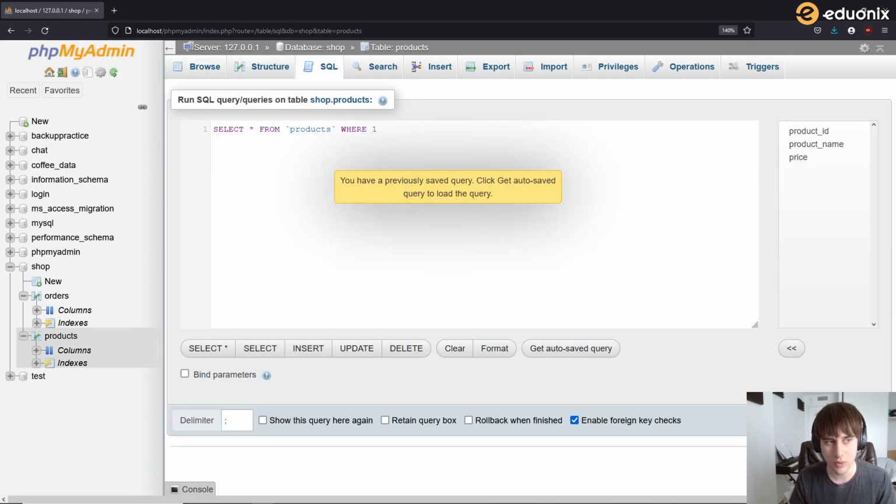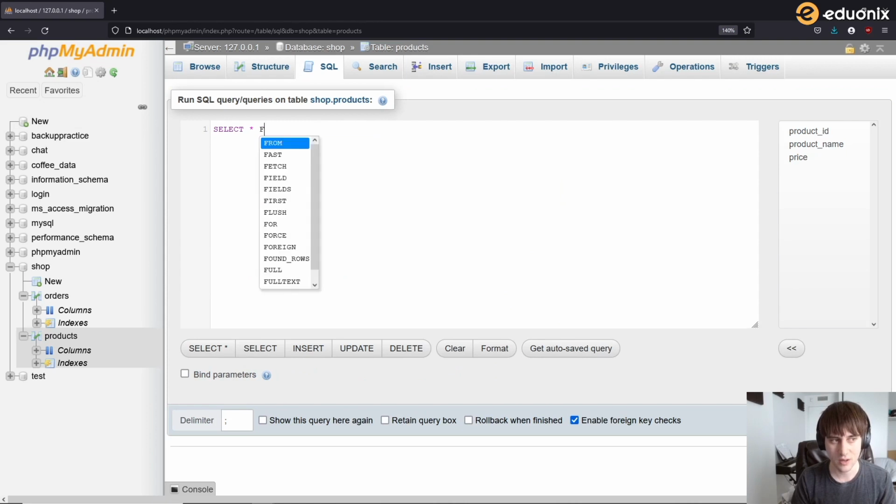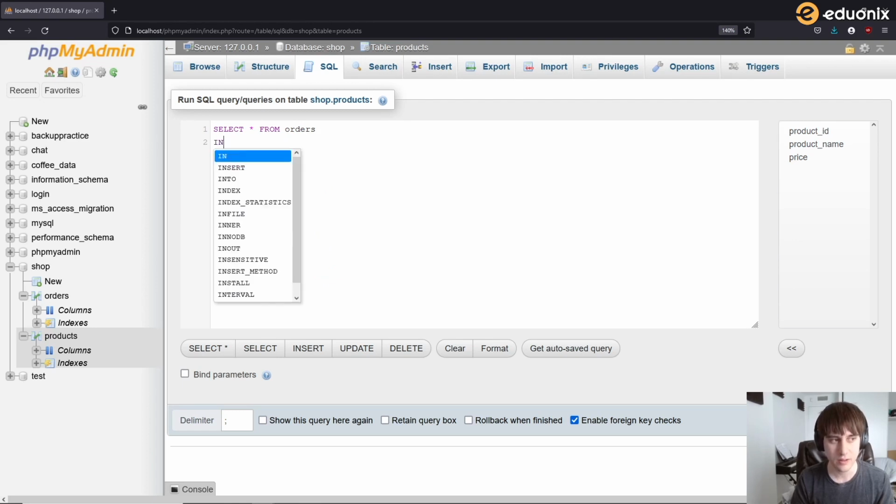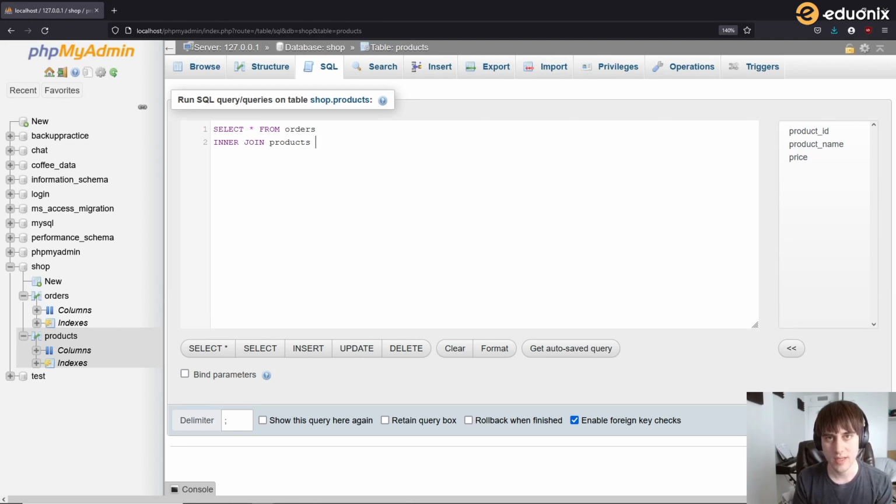We're going to go into SQL, and I'm going to select data from the products and orders tables. I'm going to start by saying select star from orders. And then I'm going to do something called an inner join. I'm going to say inner join products. What an inner join does is it finds all of the records that are the same between orders and products based on some sort of condition. And that condition is specified using ON. So we say ON products.product ID equals orders.order ID.